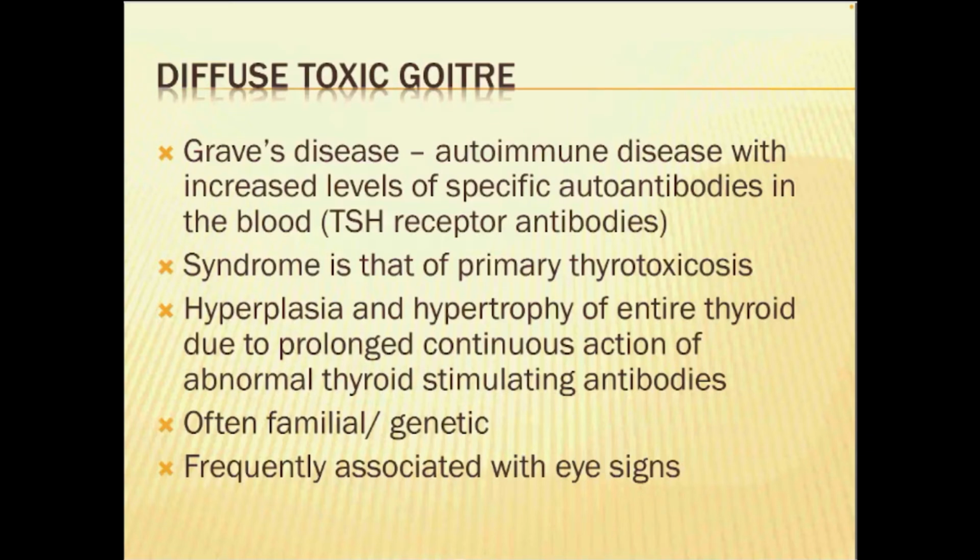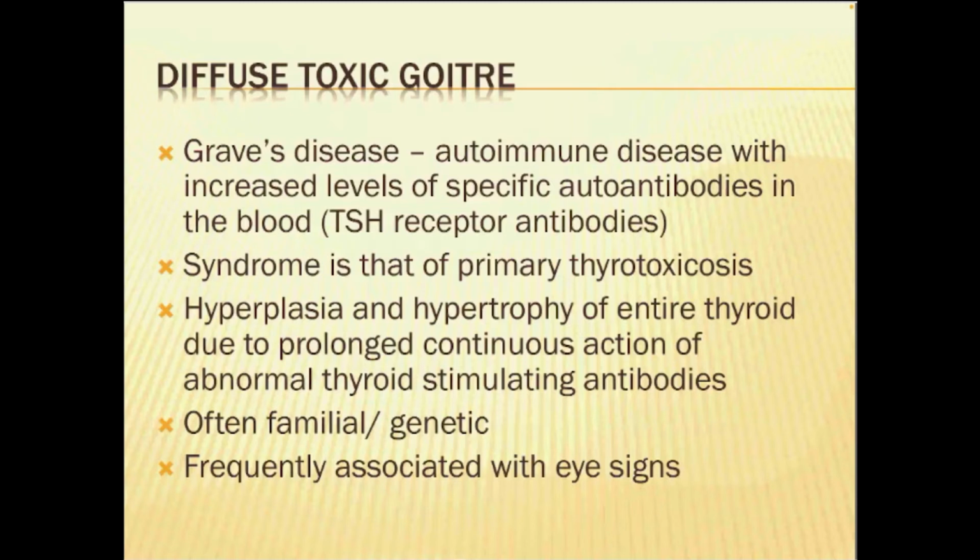Here, the autoantibody will mimic the TSH and will act on the TSH receptors and will stimulate the thyroid gland to produce T3 and T4. Because of excessive stimulation, the gland will undergo hyperplasia and hypertrophy. Hence, it is called goiter. Goiter is an increase in size of the thyroid gland.